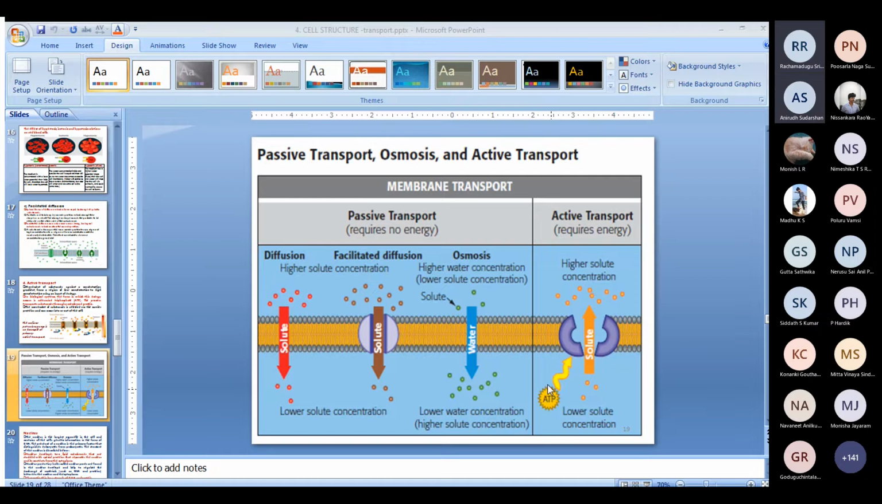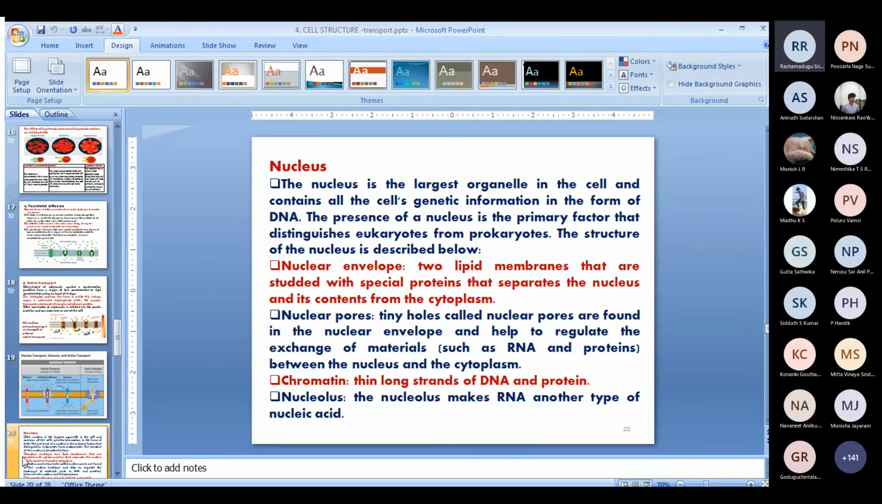Now we have seen how the transport happens across the membrane. Let me slowly start with one organelle. First comes the nucleus. So what do you know about the nucleus?